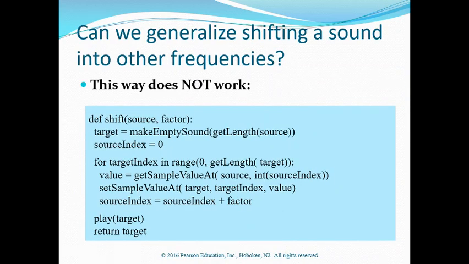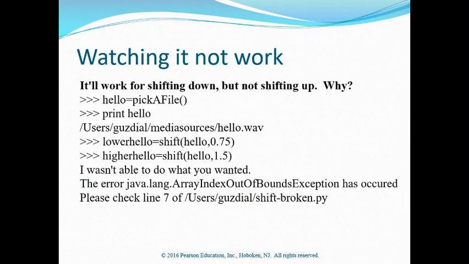Can we generalize shifting a sound into other frequencies? This way does not work. So we can see shifting: make an empty sound with the length, and then we're setting the index from 0 to the length of the target. We get the sample value at each target index as we go through, and then we play it, return it, and play it at the end. Watching it, it will work for shifting down, but not shifting up.